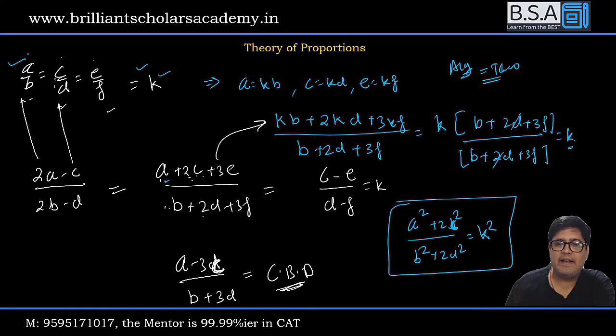This lower one cannot be determined. The blue one is the proof that this also is equal to K. What is K? K is the original proportion.